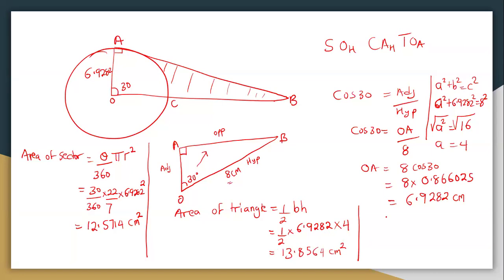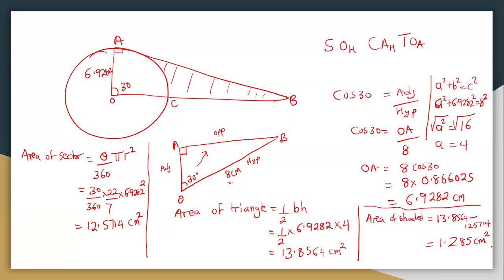That is the area of the triangle, and we have already obtained the area of the sector. So the area of the shaded part is just the area of the triangle minus the area of the sector. Getting my final answer as 1.285 centimeters squared. Yeah, that is it.